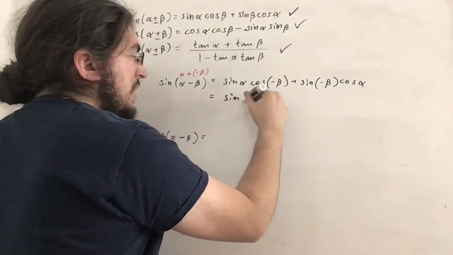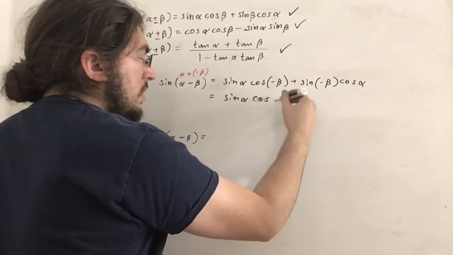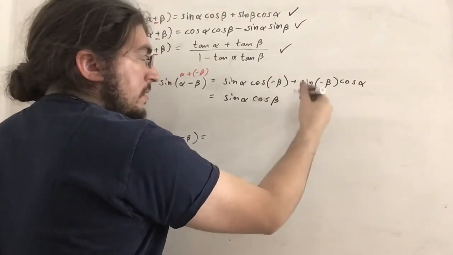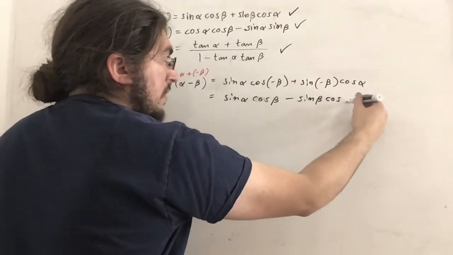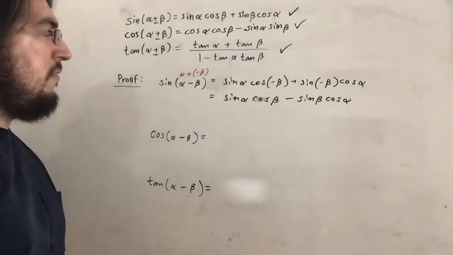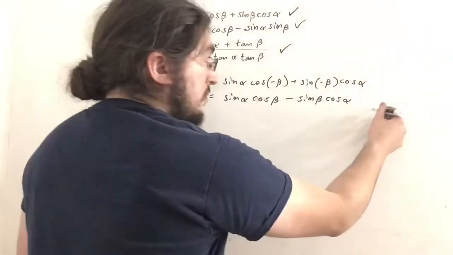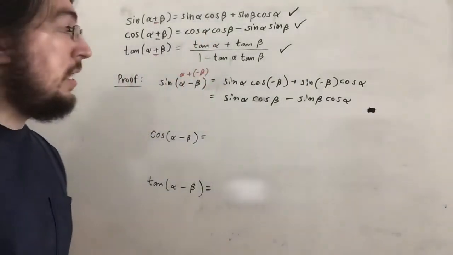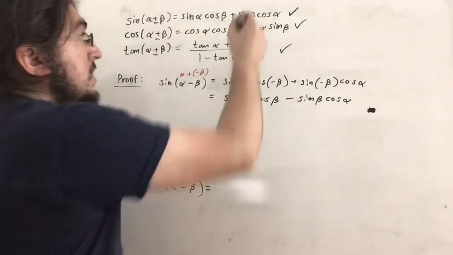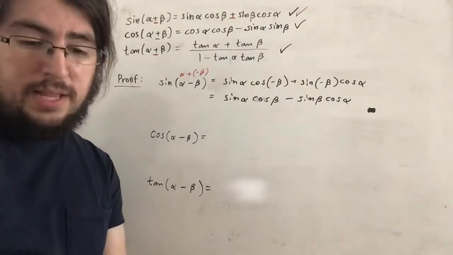So we end up getting this, sine alpha cosine beta, so the sign doesn't change for this one. But here, the negative can be pulled out, so that's sine of beta cosine of alpha. Perfect. And that actually proves it. So we're done with the proof for the difference formula for sine. And just to modify it accordingly in red, the middle sign changes from positive to negative, and that proves that one. So I'm just going to check mark that in red.